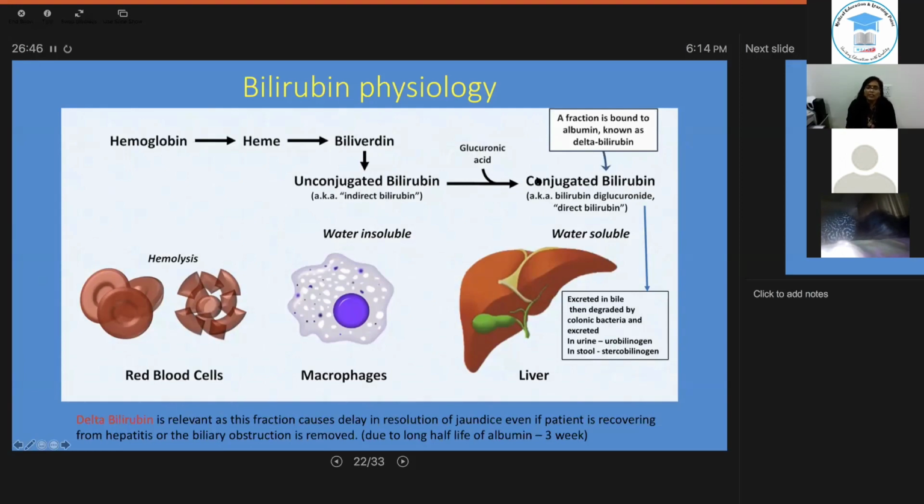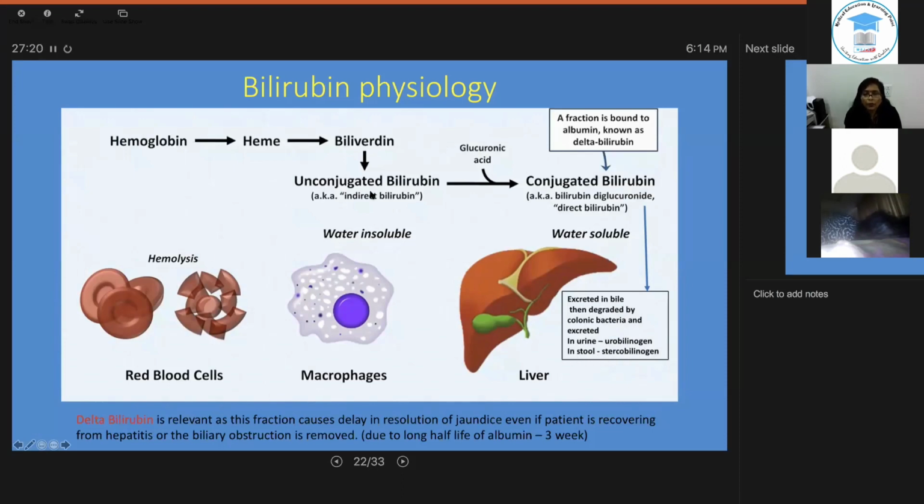Why is this conjugation required? Because this unconjugated bilirubin is water insoluble, so that cannot be secreted in the bile. By getting it conjugated, this gets secreted in the bile. Once it reaches the intestine, then colonic bacteria act on it, and that converts it into urobilinogen or stercobilinogen. This urobilinogen is excreted in urine, and stercobilinogen is excreted in stool.